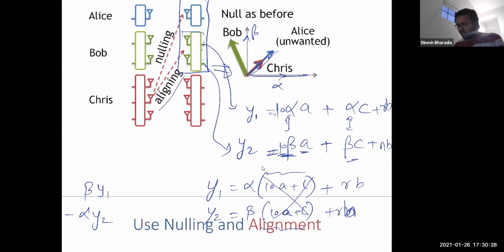sorry, my bad again. I wrote it incorrectly. This is beta times b, right? So I can multiply beta and alpha to this and subtract, and this will be left with only b. Kai, following this?